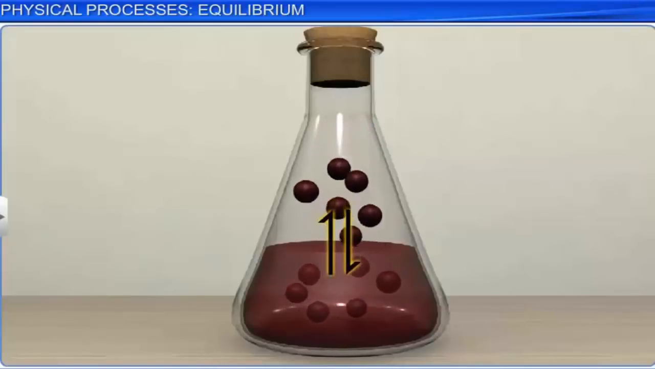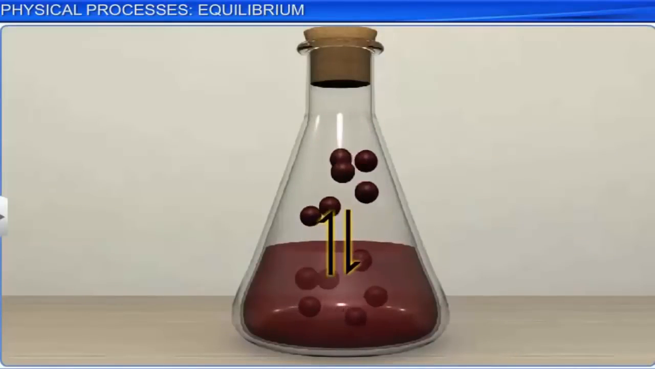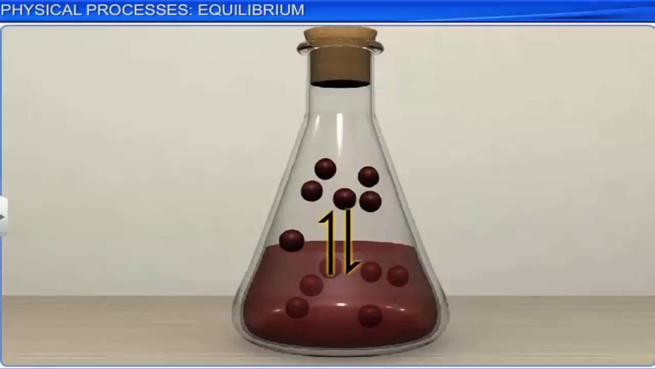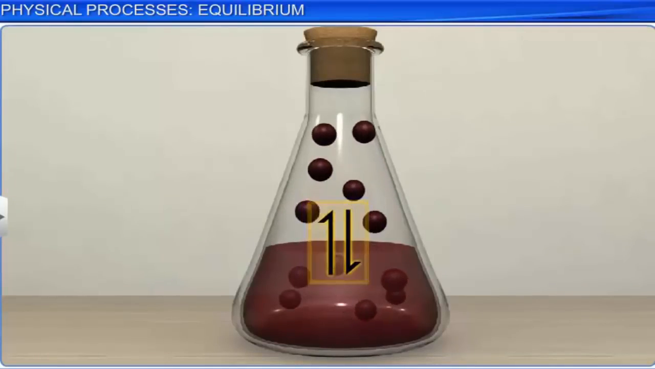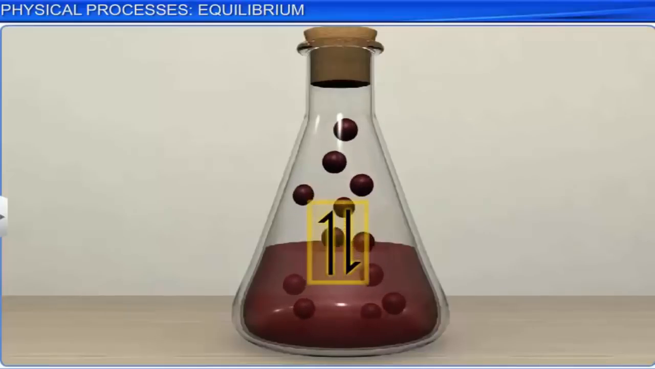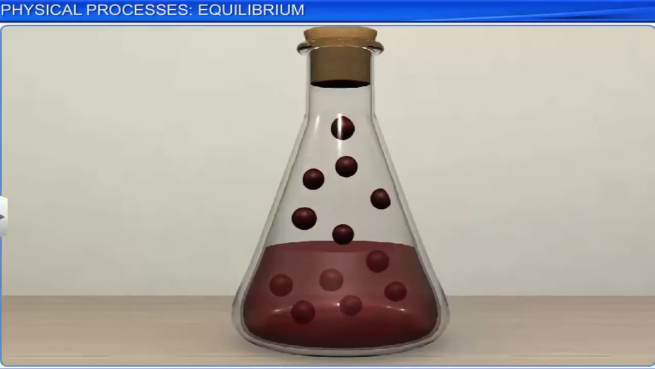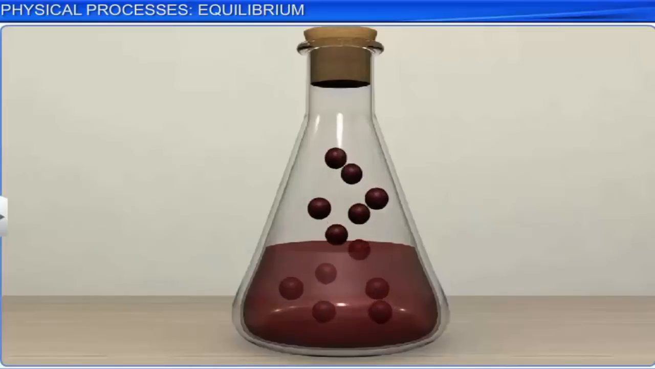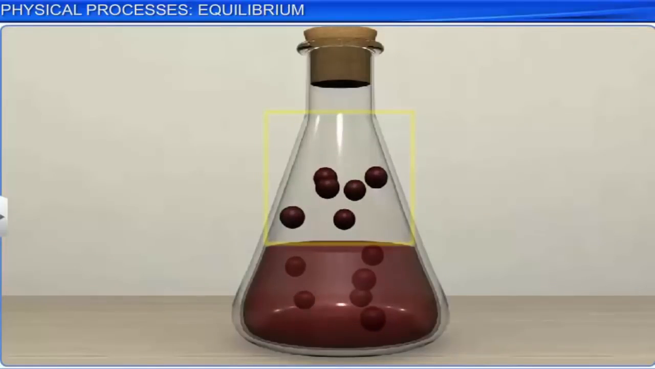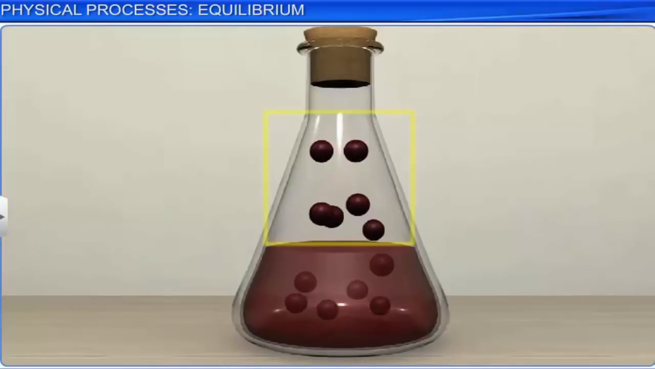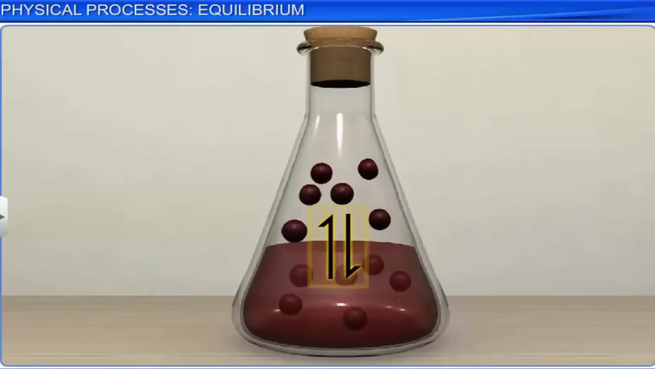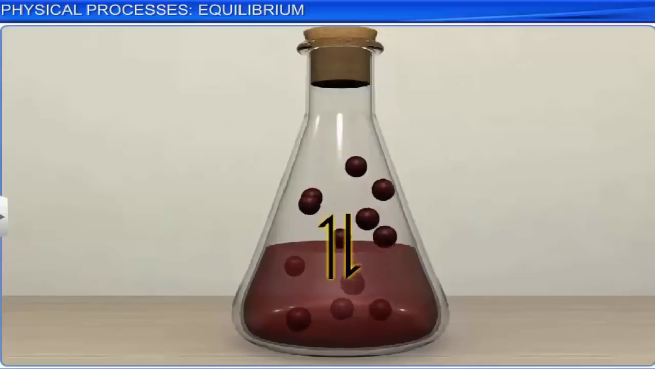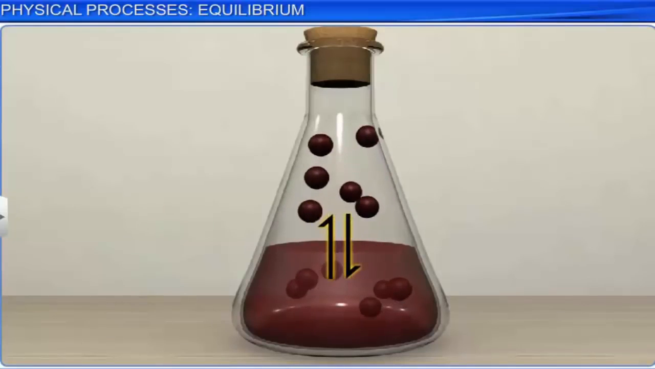At equilibrium, the rate at which the particles move from the liquid to the vapor phase will equal the rate at which the particles move from the vapor phase to the liquid. In this situation, the concentration of the vapor particles in the air space will be constant even though there is movement in both the directions. This equilibrium is, therefore, known as dynamic equilibrium.